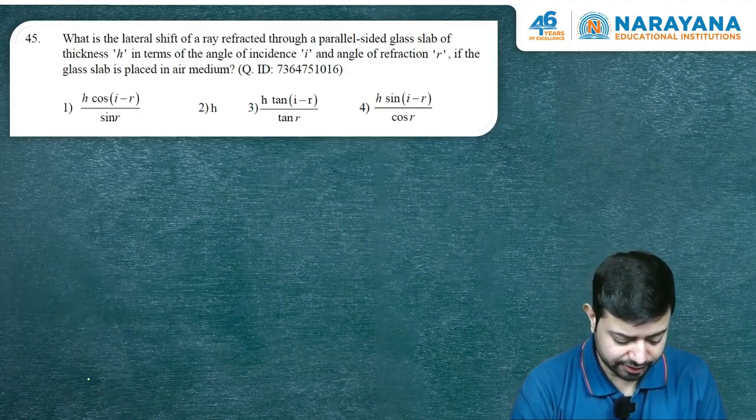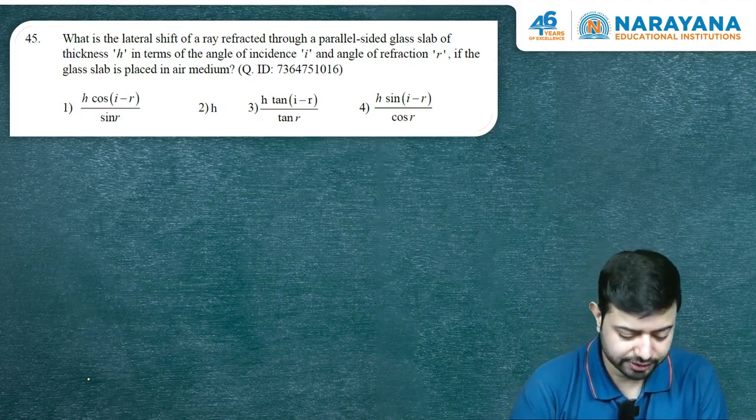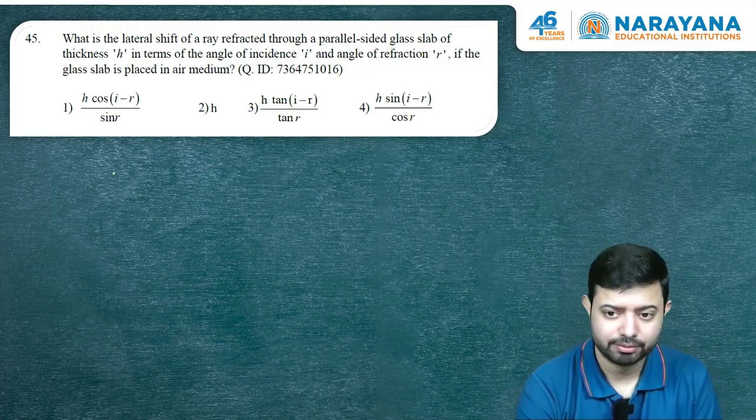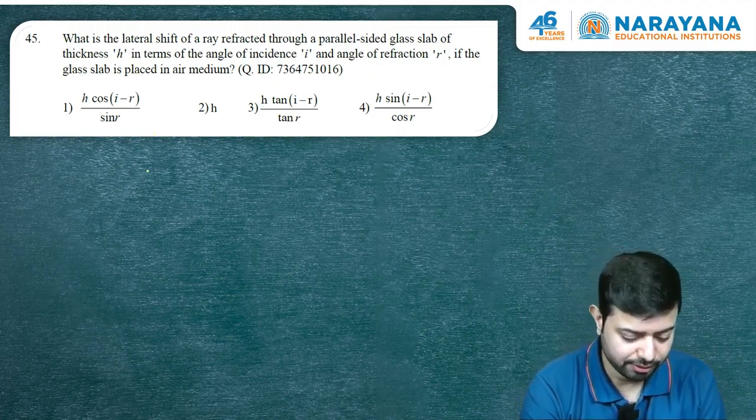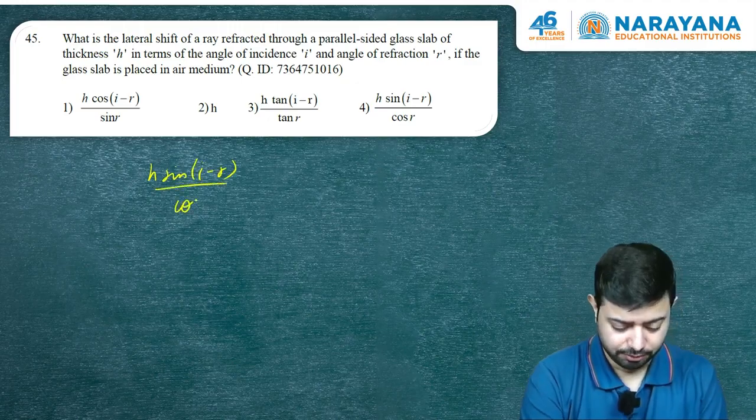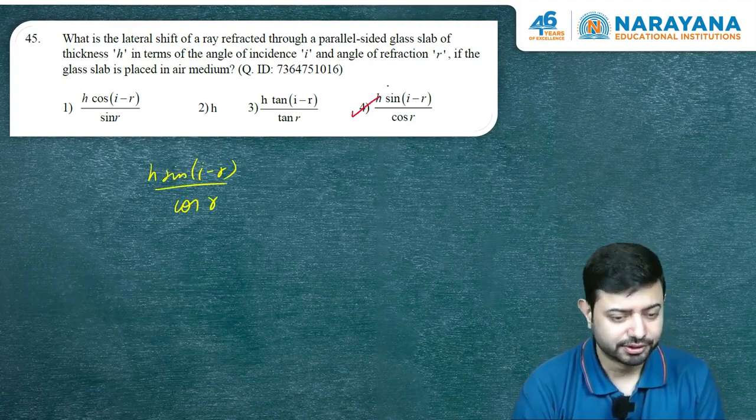Next question, it is a formula based question. So, there is not much to be discussed about it, right. What is the lateral shift formula? This is pretty much given in most of your books. This is nothing but h equals t sin(i minus r) by cos r. So, very straightforward, fourth option, alright.